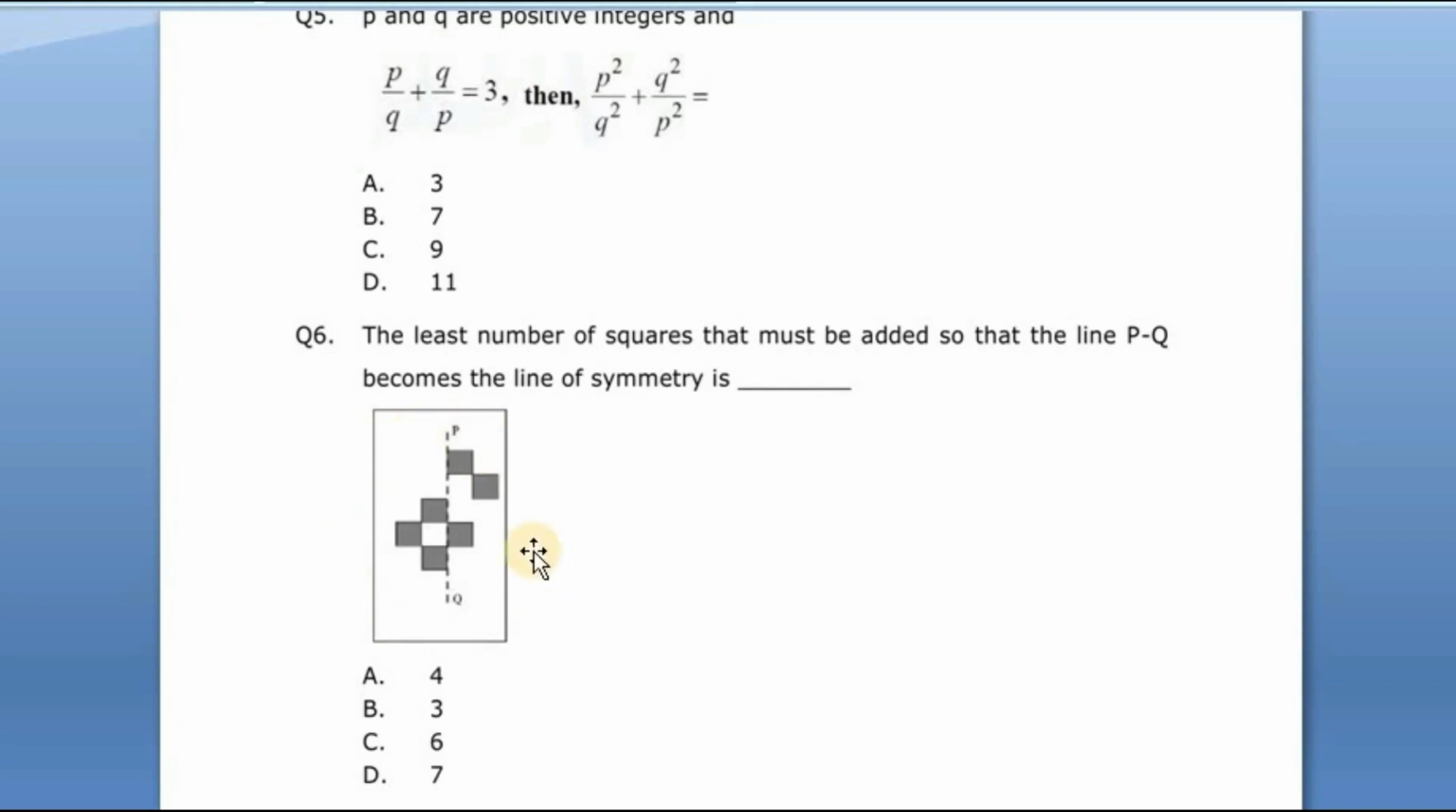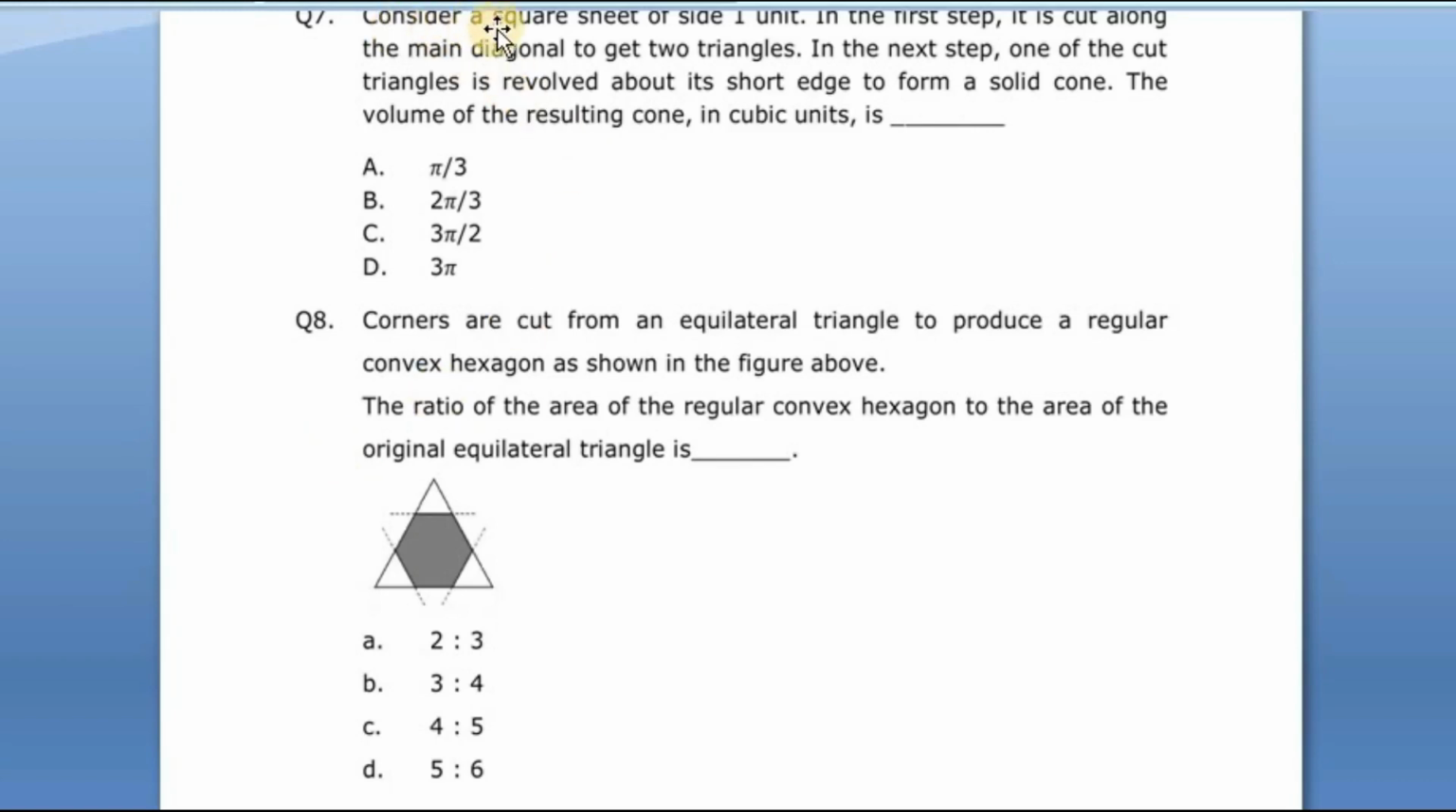Next, consider a square sheet of side 1 unit. In the first step, it is cut along the main diagonal to get two triangles. In the next step, one of the cut triangles is revolved about its short edge to form a solid cone. The volume of the resulting cone in cubic units is.